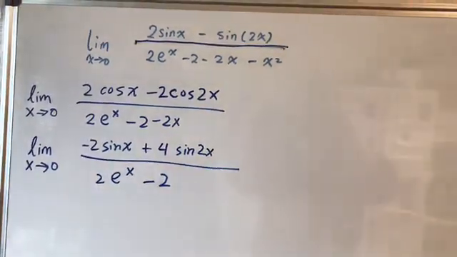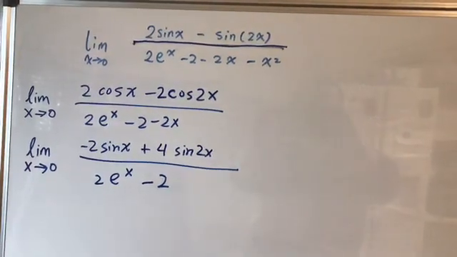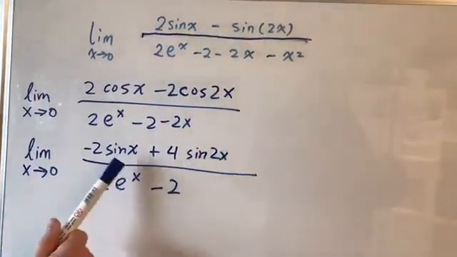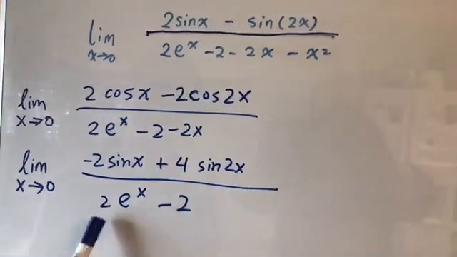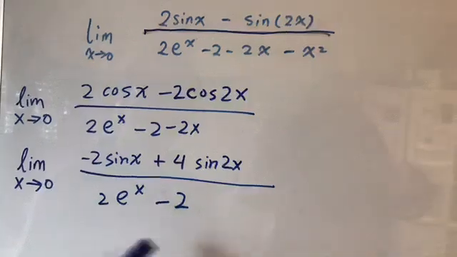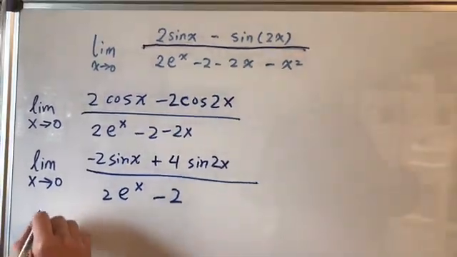Well, we actually have another 0 over 0 form because sine of 0 is 0. That gives the numerator as 0 by default, and 2 times e to the 0 minus 2 is still 0. So we'll do L'Hopital's rule again.